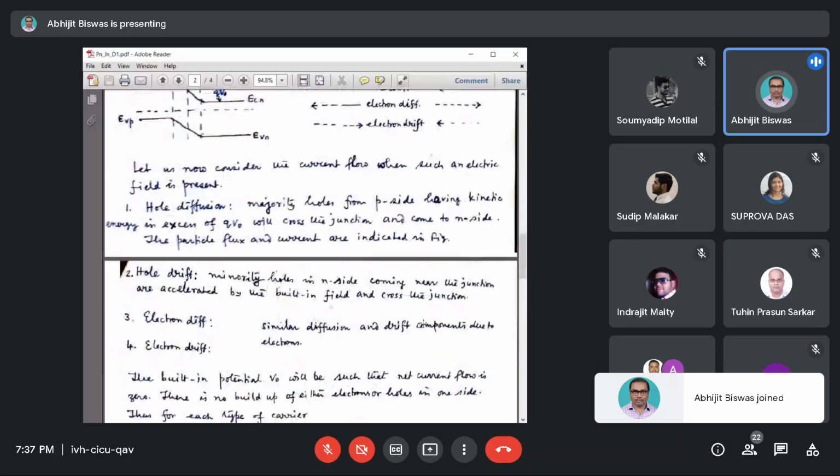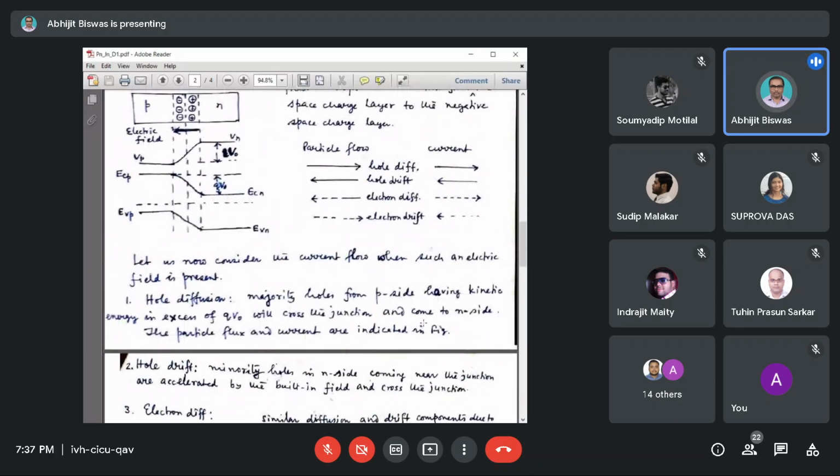I have discussed two different mechanisms of current flow in a PN junction and two types of carriers. So 2 into 2 means there are four components of current which can flow across a PN junction. And I explained the diffusion mechanism of current flow as well as the drift mechanism of current flow for both types of carriers, that means electrons and holes.